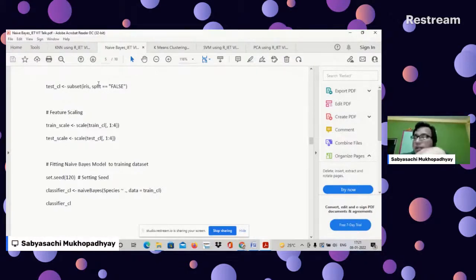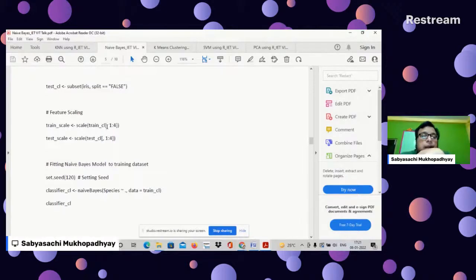Okay, the iris dataset is the first argument. Split will be equal to false here. Now, feature scaling. During the feature scaling section in the KNN algorithm, you have seen that we omitted the fifth column present in the iris dataset. So the same thing we are doing.